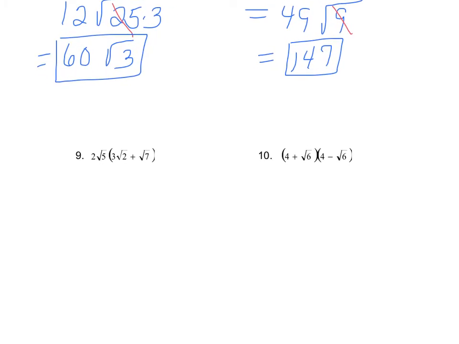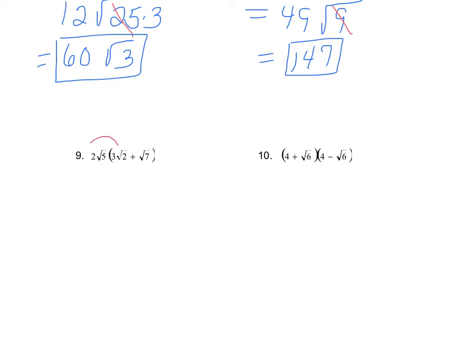Number 9. You're multiplying one thing times many. First of all, I have a set of parentheses, so I have to see if I can perform the indicated operation because of PEMDAS. And I can't simplify radical 2, and I can't simplify radical 7, so I can't add them, so I can't do anything that's inside the parentheses. So what I have left is multiplication.